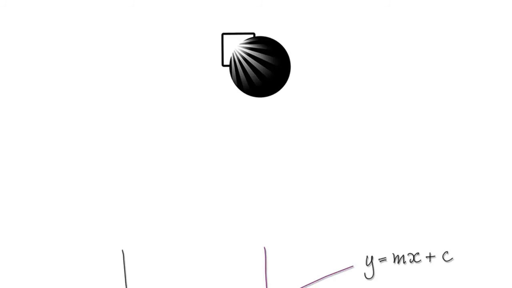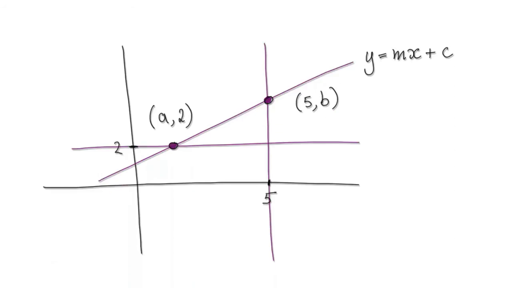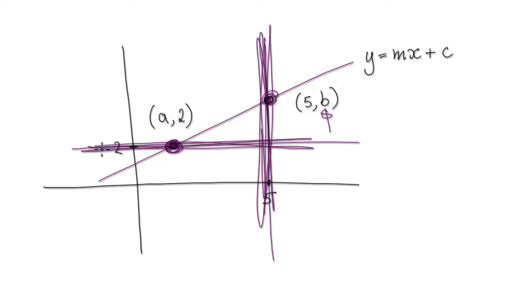In this video we're going to come up with the equation of a straight line that passes through two particles. One particle here, and the other particle here. So this particle here is moving vertically upwards, up and down, and this particle here moves across along y equals 2, and this one along x equals 5.